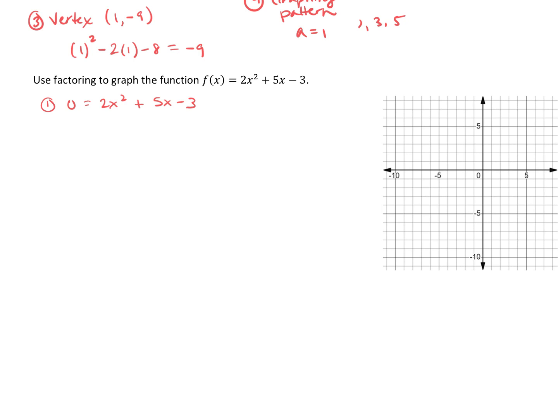Now, take a look at this x squared. We've got a 2 in front. We can't factor it out of all 3 terms, so we have to do our factor by grouping method. We're going to take the 2 times the negative 3. We get a negative 6. We need factors of negative 6 that add up to a positive 5.